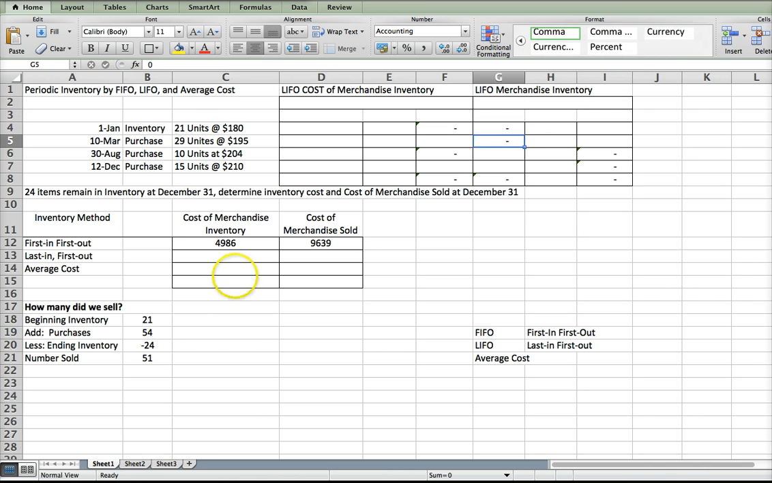Okay, we still have the same quantity remaining in our inventory of 24, which means that we still sold 51. But because this time we're going to assume that we sold our most recent items, we're going to start right here. We need to sell a total of 51, starting with our most recent items, so we must have sold all 15 of these items. We still need to sell some more because we have to go all the way up to 51. So we need 36 more. That means that we sold all 10 of these. Now we need 26 more, and so that means that we sold 26 of these 29.